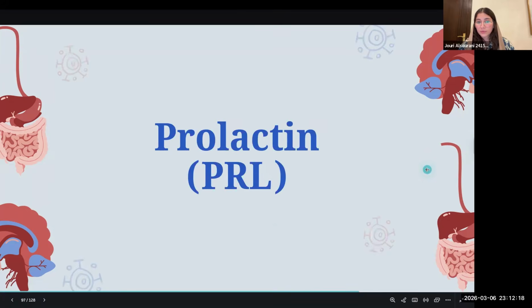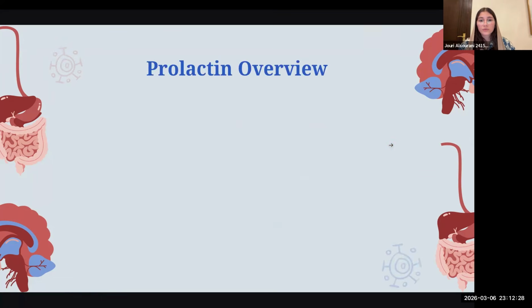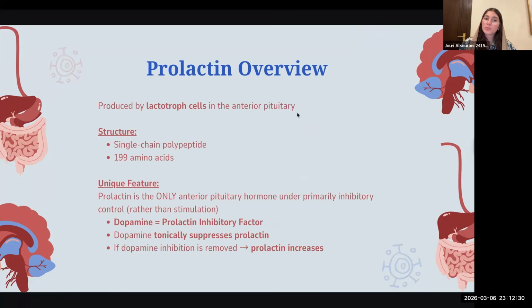No problem. Okay, and for the last, I believe, anterior pituitary hormone, we have prolactin. Okay, so prolactin is going to be produced by lactotroph cells of the anterior pituitary. Here it is just one chain polypeptide with 199 amino acids.